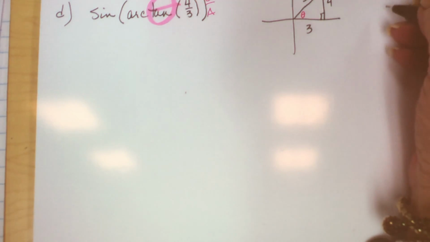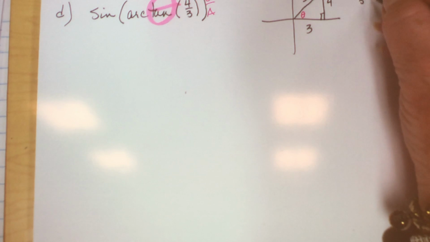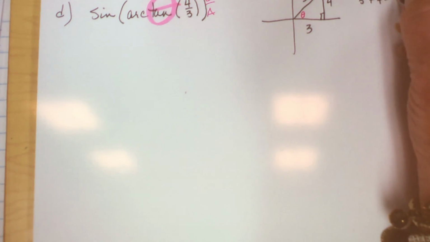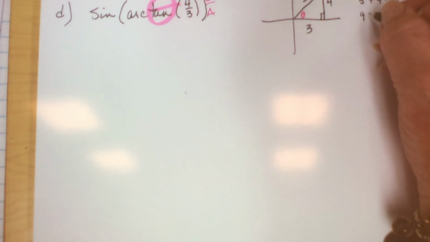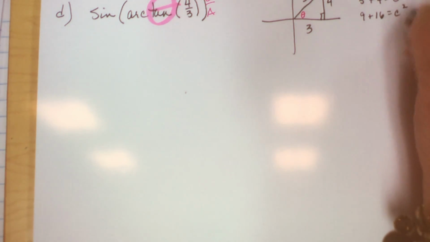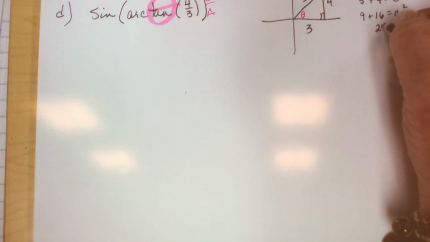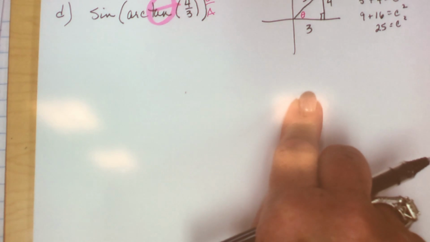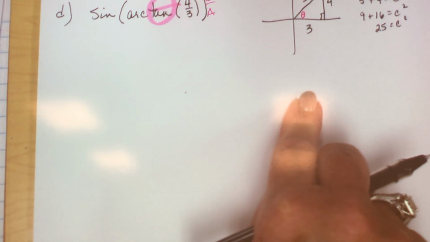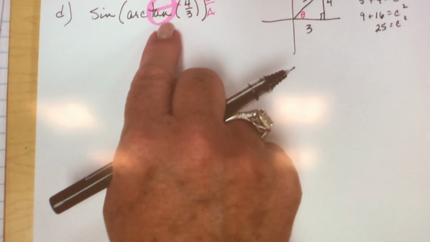If you didn't remember that, you could always go 3 squared plus 4 squared equals c squared. So 9 plus 16 is c squared. C squared is 25 and the square root is 5. Same thing with 7, 24, and 25? Yes. It really wouldn't matter where you put those numbers on. So here we go.